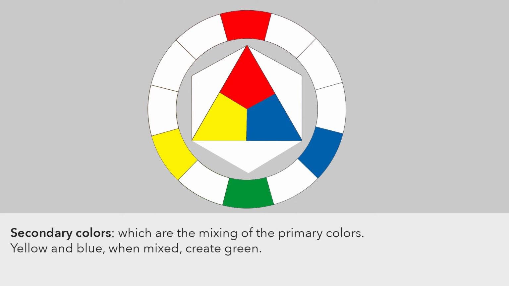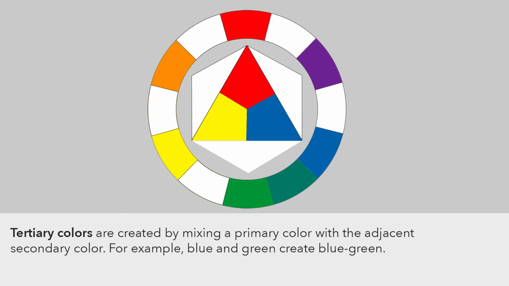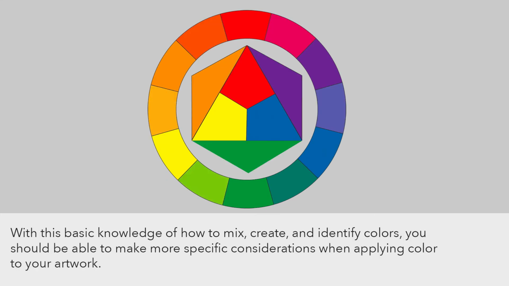Secondary colors are the mixing of the primary colors. Yellow and blue, when mixed, create green. Yellow and red create orange. And red and blue create violet. Tertiary colors are created by mixing a primary color with the adjacent secondary color. For example, blue and green create blue-green. With this basic knowledge of how to mix, create, and identify colors, you should be able to make more specific considerations when applying color to your artwork.